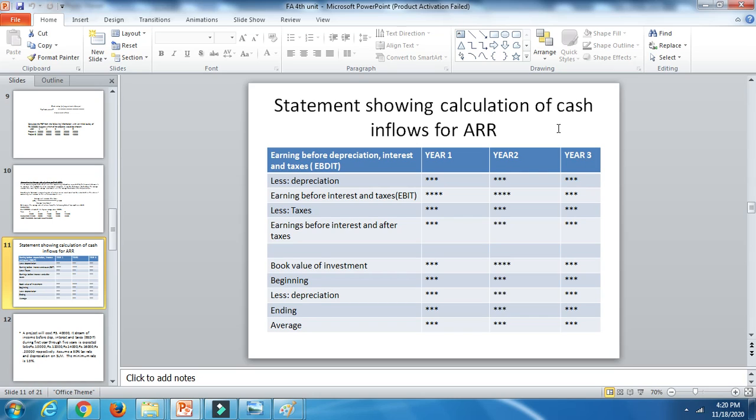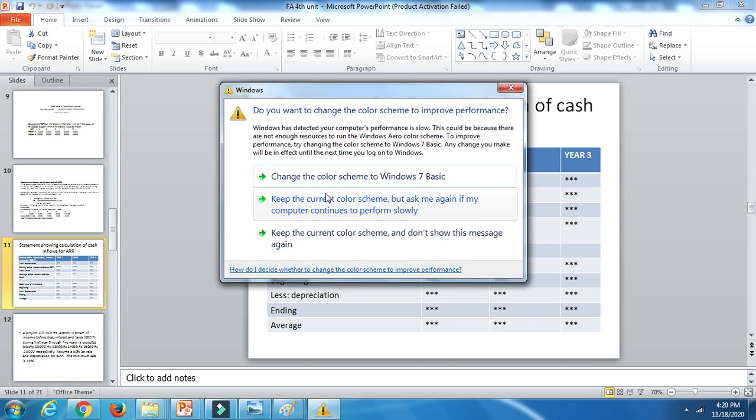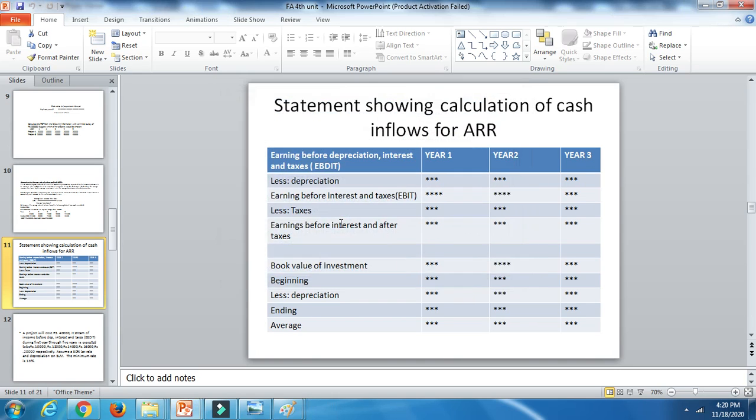That complication will be here if you see this format. Earnings before depreciation, interest and taxes. He may give you the number of years also. You need to deduct the depreciation, then you will get earnings before interest and tax. Less taxes. We have deducted depreciation and we have deducted the taxes. This will be earnings after interest and taxes. This is the value where you need to take ARR.